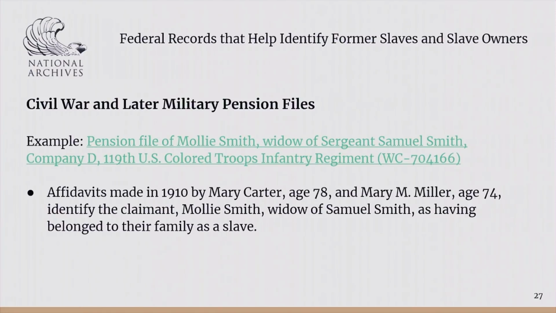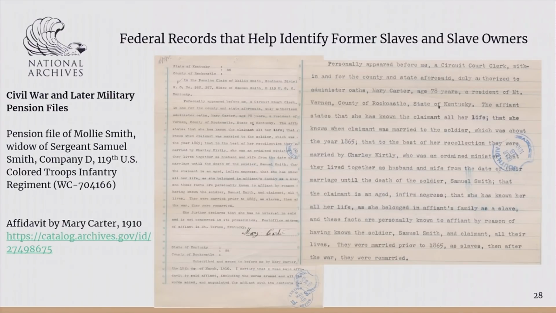Now, Samuel's widow, when she went to apply for a pension, there are affidavits in the file made in 1910 by Mary Carter and Mary Miller, who identify Molly Smith as having belonged to their family as a slave. It's not very specific on who exactly she belonged to, but they say she belonged to their family as a slave. And they also indicate when they were married and that they remarried after 1865 when it became legal for them to do so.